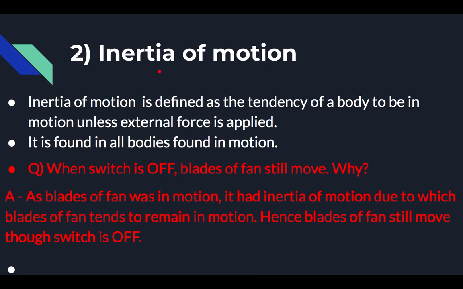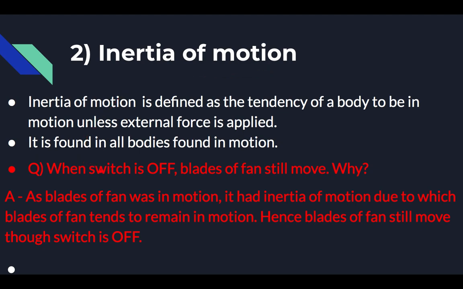Inertia of motion. All moving bodies have inertia of motion. So inertia of motion is defined as the tendency of a body to be in motion unless external forces are applied. So all moving bodies have inertia of motion, meaning a moving body tends to be in motion unless external forces are applied. And that very tendency is called inertia of motion.